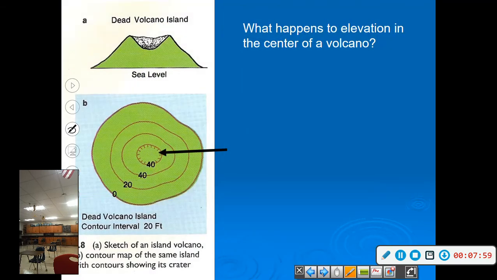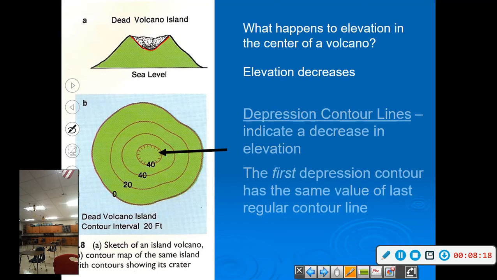So what happens in the center of a volcano? So this is the same idea, but a volcano island. You guys know elevation will decrease. There is a crater in the middle of a volcano. So how do we do this with contour lines? So contour lines, obviously going uphill, are circular lines, loops. To indicate going down in elevation, or a depression, we use depression contours.